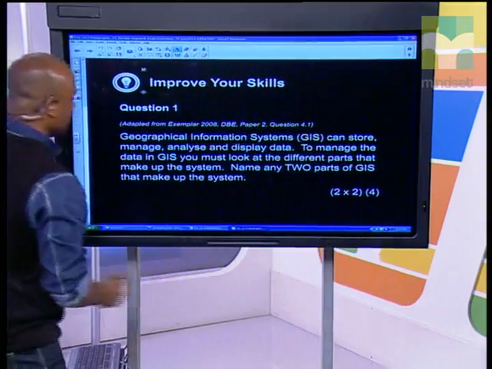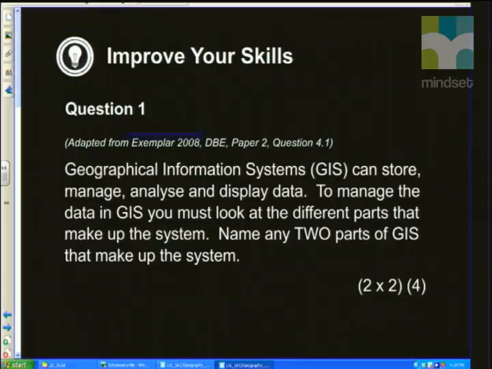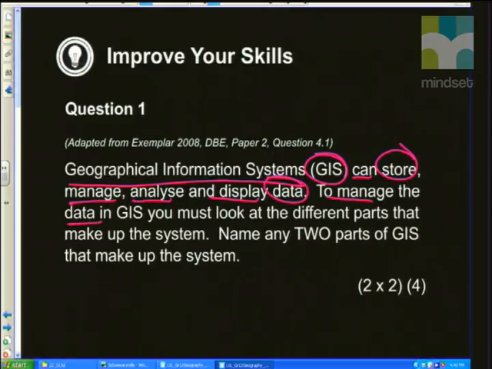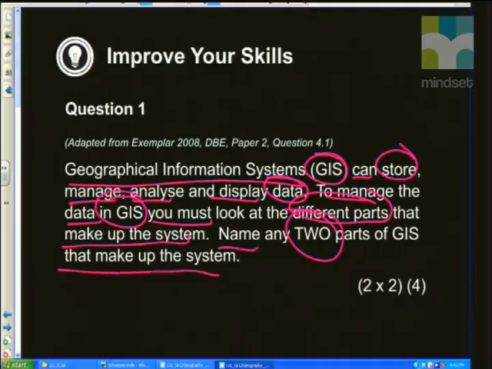Let's look at the first question. The first question has been adapted from the exemplar paper from DBE paper 2, question 4.1. Geographical Information Systems, or GIS, can store, manage, analyze, and display data. To manage the data in GIS, you must look at different parts that make up the system. Name any 2 parts of a GIS that make up the system.